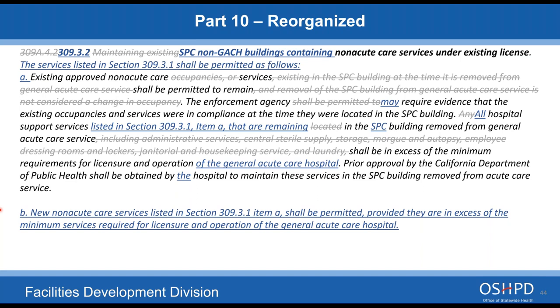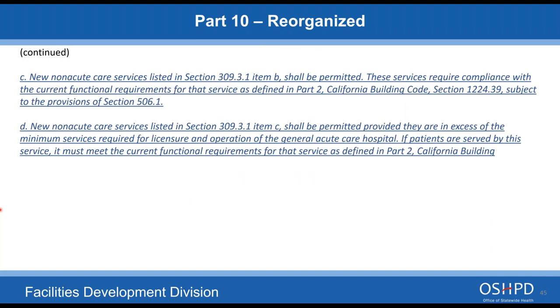Okay. New non-acute care services listed in 309.3.1, which we looked at earlier, item A, shall be permitted provided they are in excess of the minimum services required for licensure or operation. Again, you still need to meet all the requirements for basic services in the hospital building, and the non-acute care building can have additional uses that are in excess of what was required.